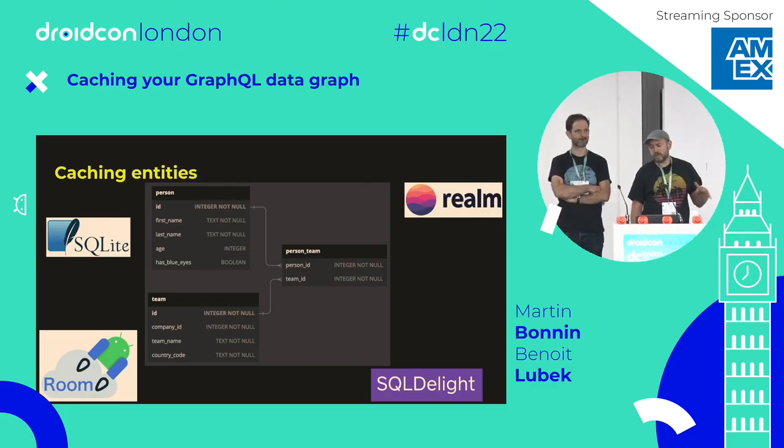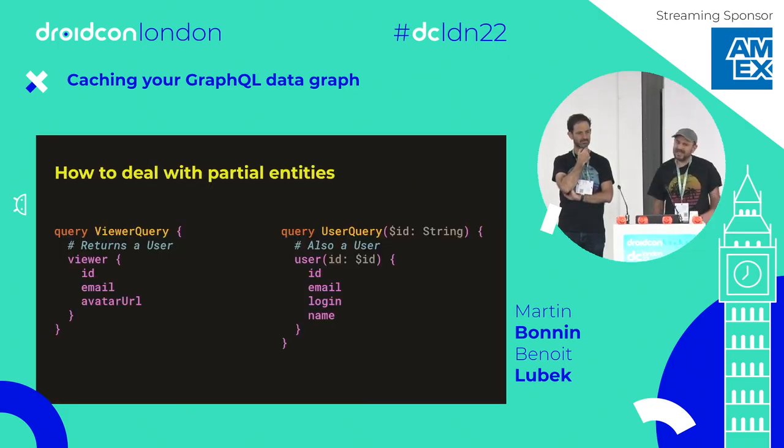You usually do that manually. This mapping you would do manually, either at the beginning of your project or whenever an API changes. You can get help from tools like Room or like code generation with SQL Delight, for instance.